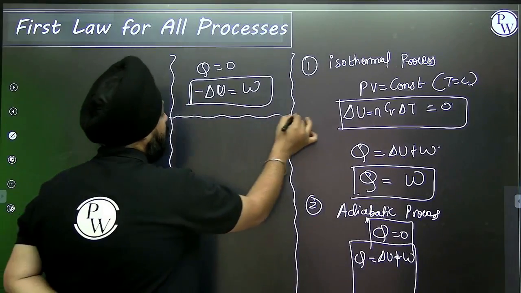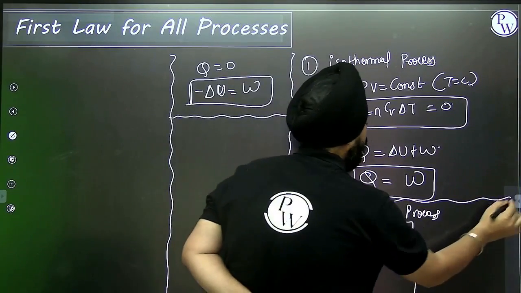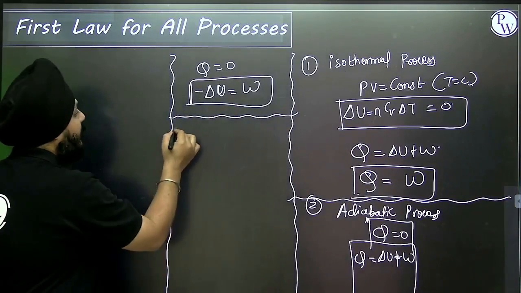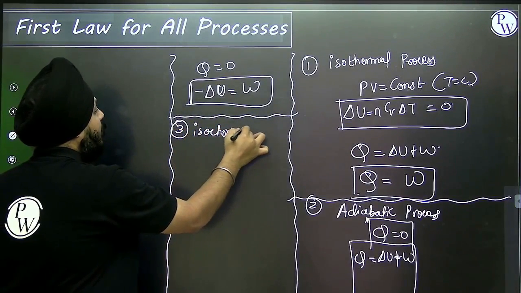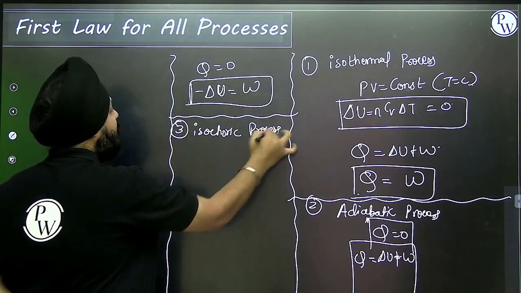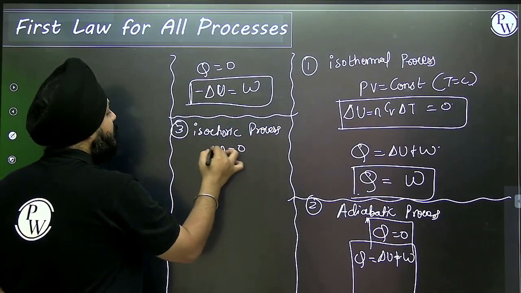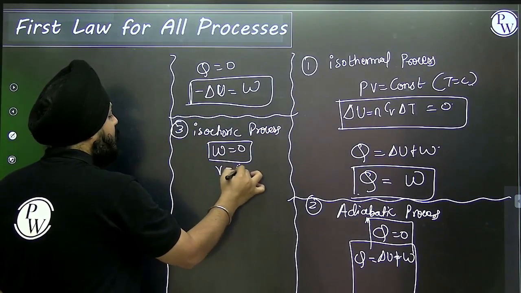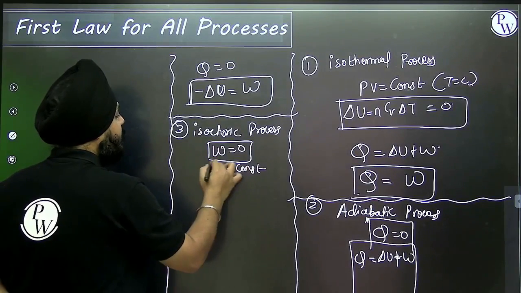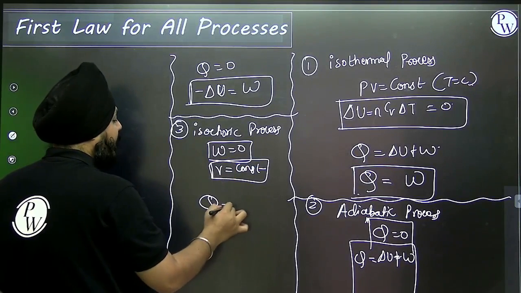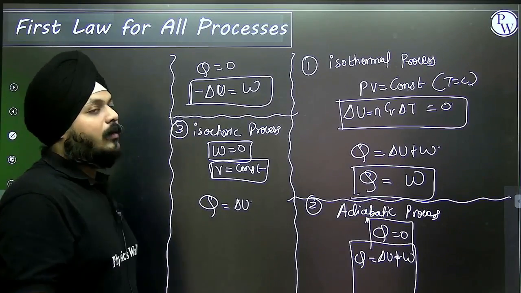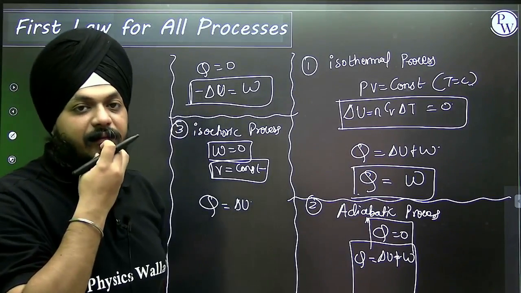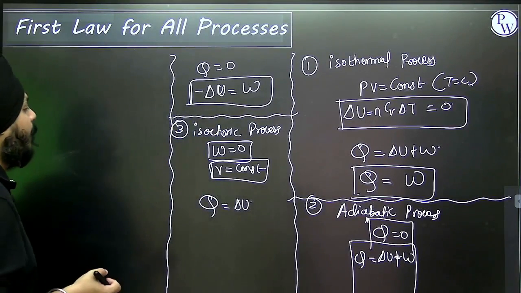Third process, isochoric process. For isochoric process, can I say work done by the system is 0? Why? Volume of the system is kept constant. So it means work done is 0. So whatever amount of heat is supplied, that is equivalent to delta U.